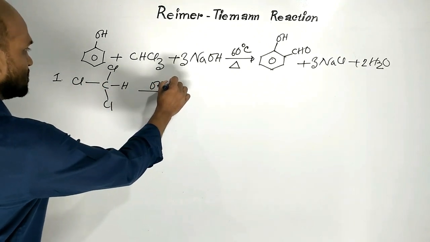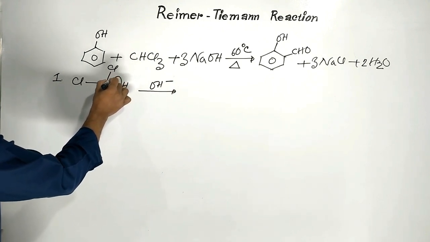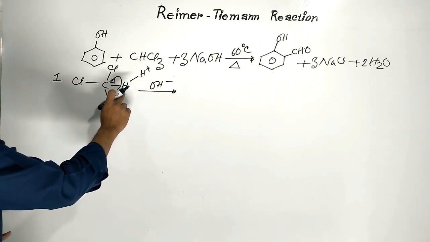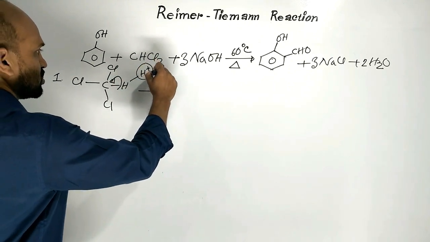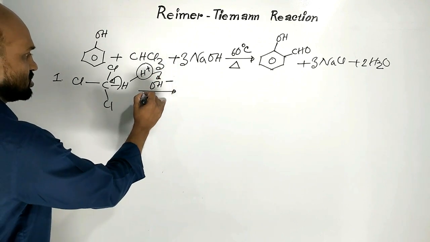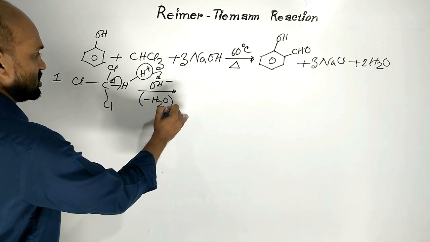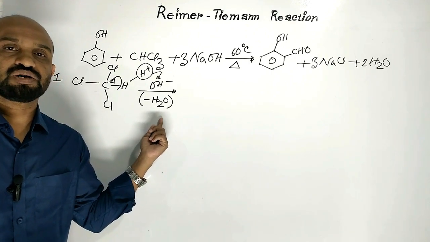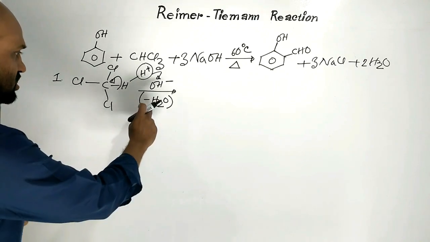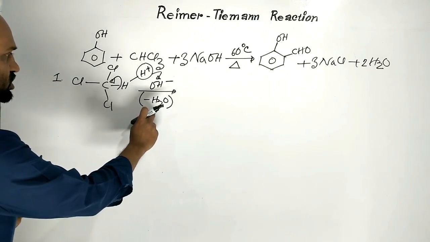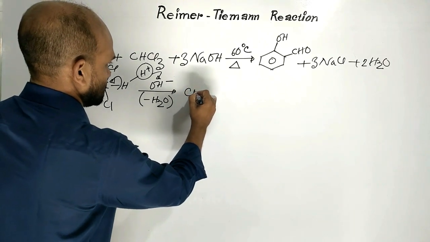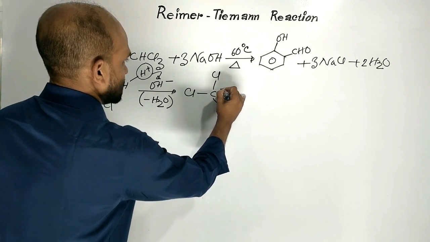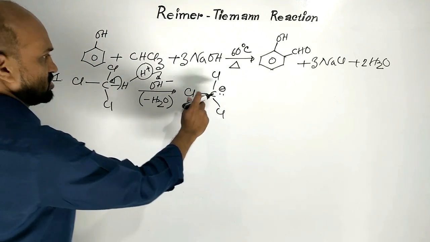In presence of base, chloroform produces proton from this hydrogen. This proton combines with hydroxide ion to form water. This minus sign indicates separation of water from reactants. So here 1 molecule of water is produced. Then what is left? This one, 2 electrons with negative charge.